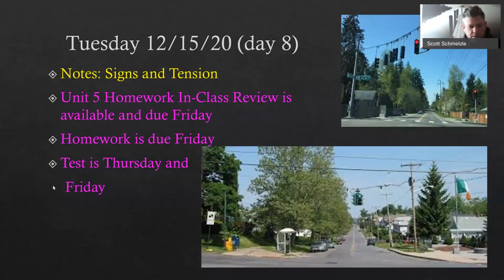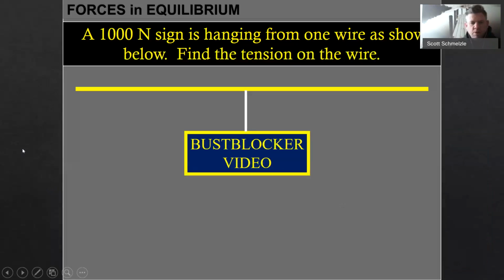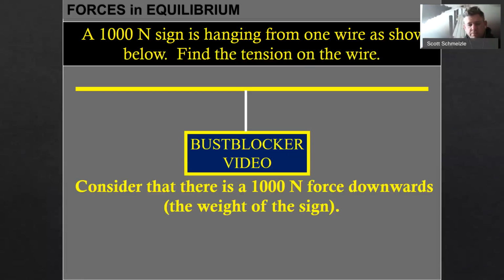All right. So when we look at a 1,000 Newton sign, we're going to say it's hanging from a wire as shown below. What we want to do is find the tension on the wire. If that 1,000 Newton sign is just hanging by a single wire, then there is a 1,000 Newton force downwards on it. Now, the temptation becomes for us to go back and find that F of T equals MA minus MG, and you can do that if you want, but I'm not going to encourage you at all to do that.